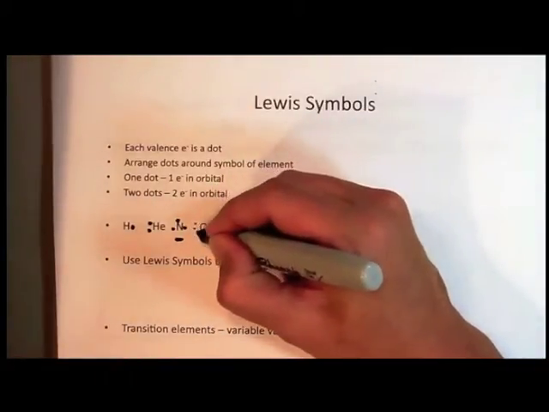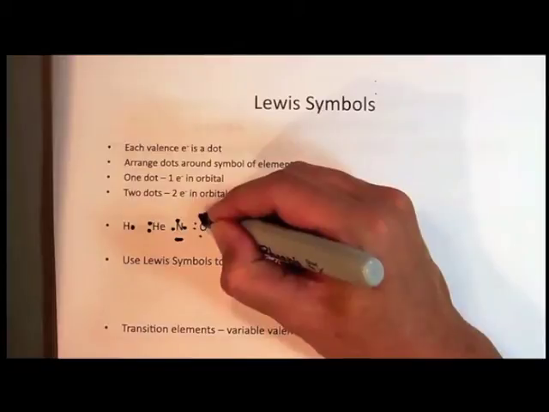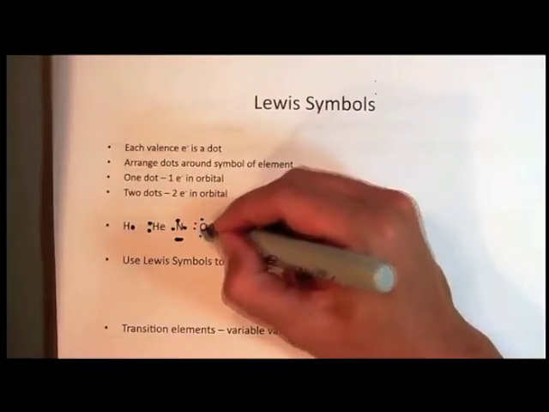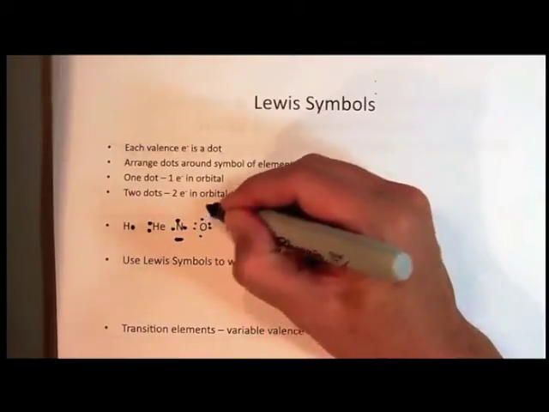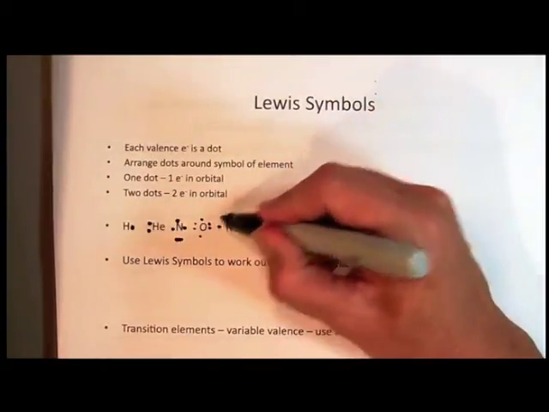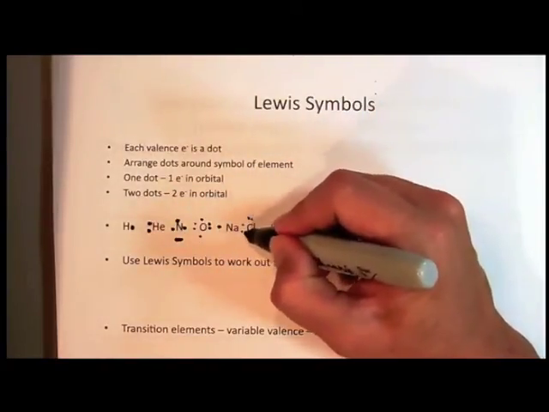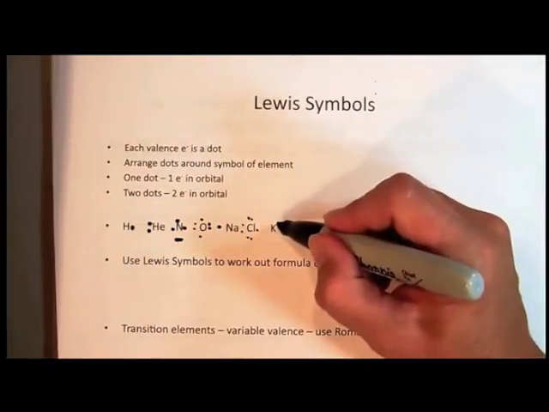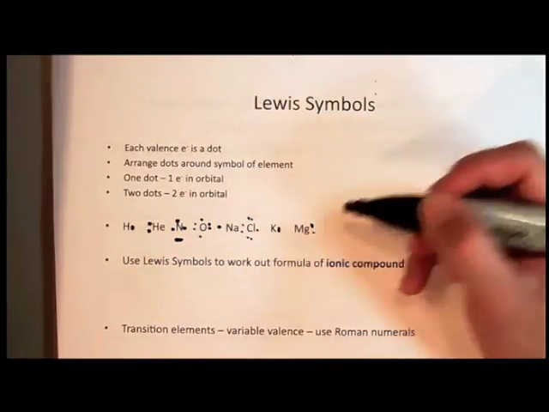So oxygen is in group 6. 1, 2, 3, 4, 5, 6. So it has 6 valence electrons. Sodium is in group 1, it has 1. Chlorine's in group 7, so it has 7. Potassium is in group 1, it has 1. Magnesium is in group 2, it has 2.